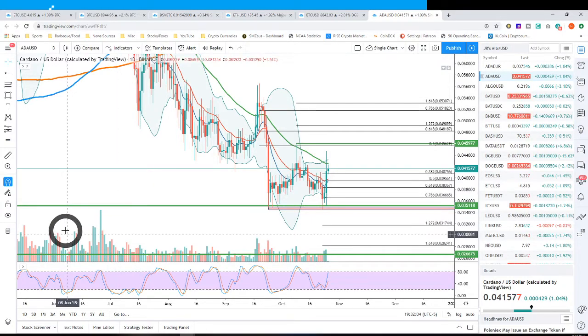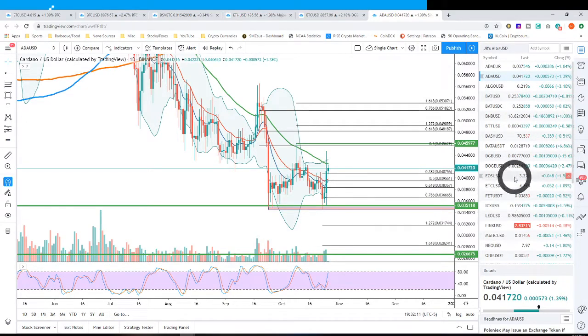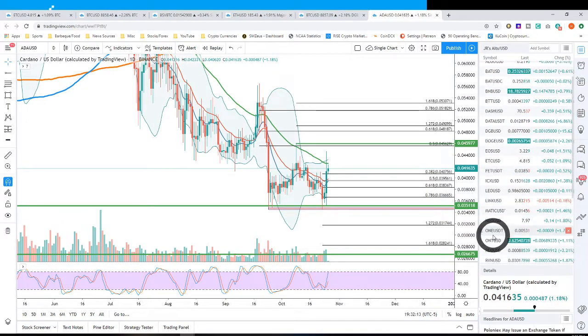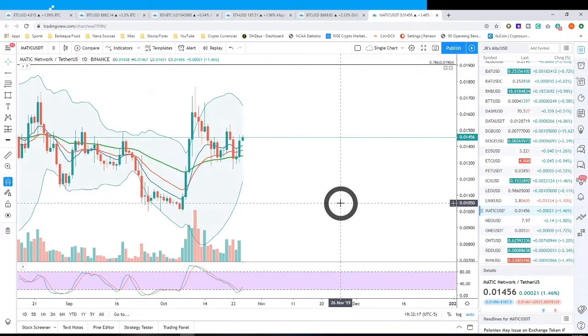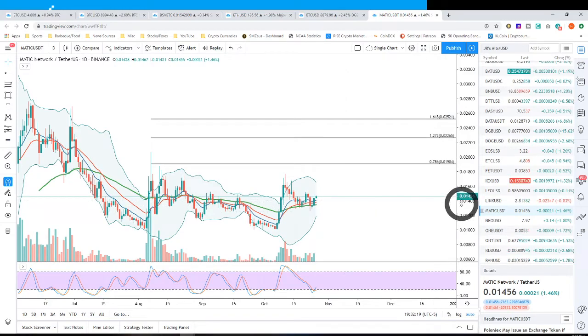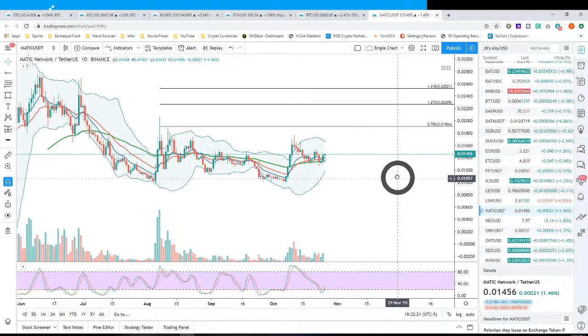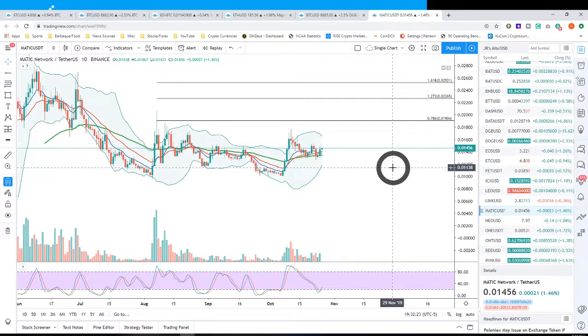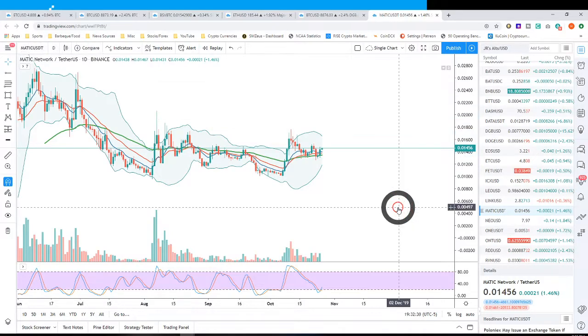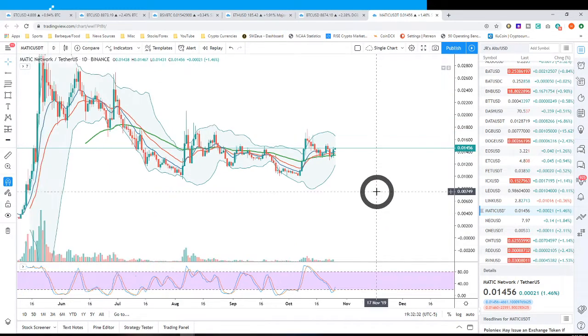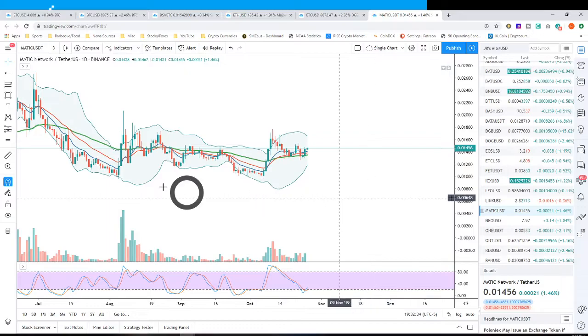All right, guys. Any other questions? Matic. Yeah, let's go take a look at Matic. And I would much prefer to look at it on a USD pair. Let's see here. Interesting. That's going to be gone. Let me take that out. Been a while since I looked at it.